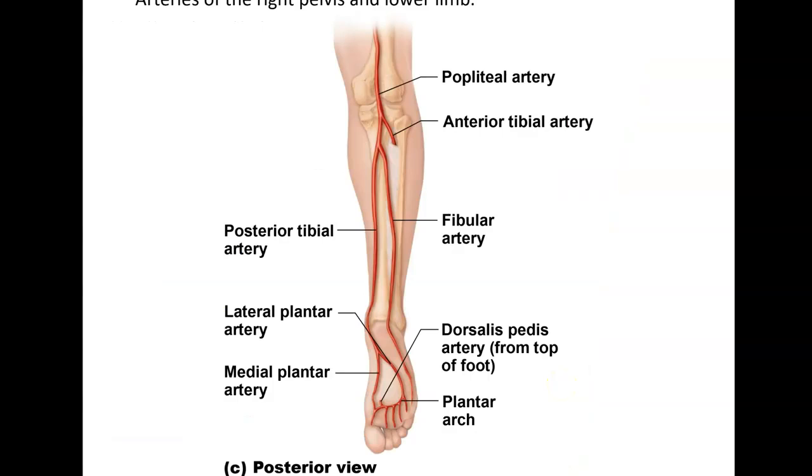Here's a nice posterior view of the leg, and we can see that popliteal artery continuing on down. And as I mentioned in lab, we have the tibial arteries that will course either anterior or posterior to the interosseous membrane that sits between the fibula and the tibia.